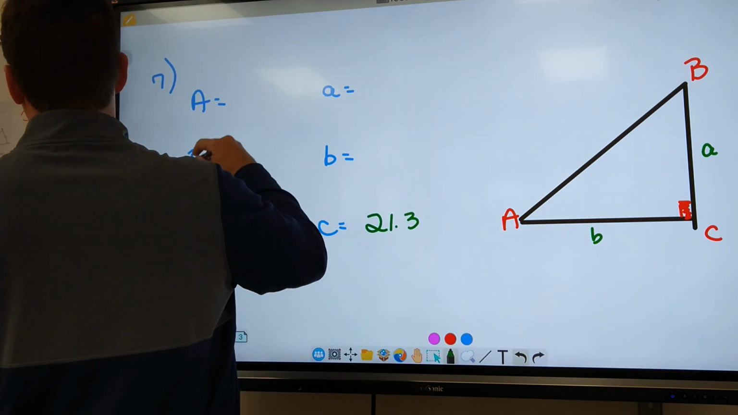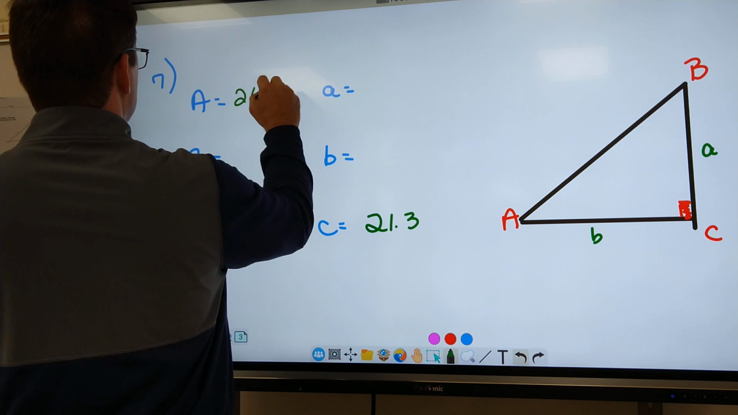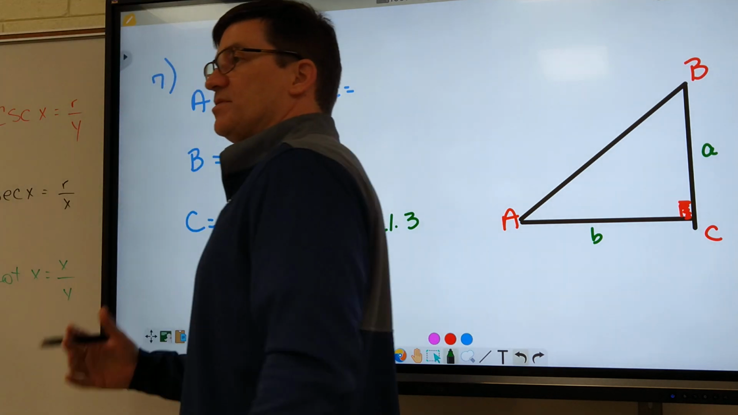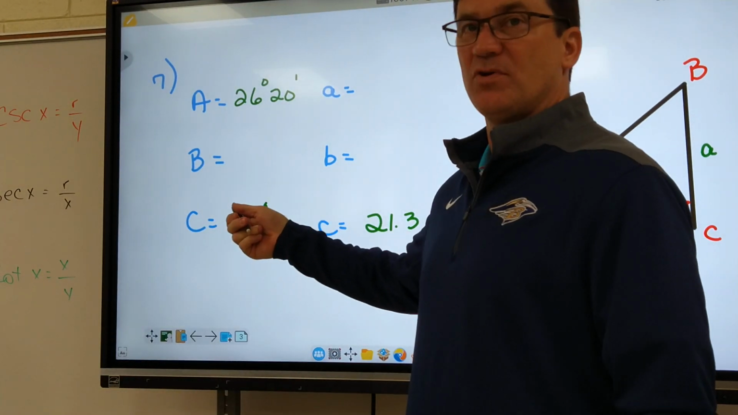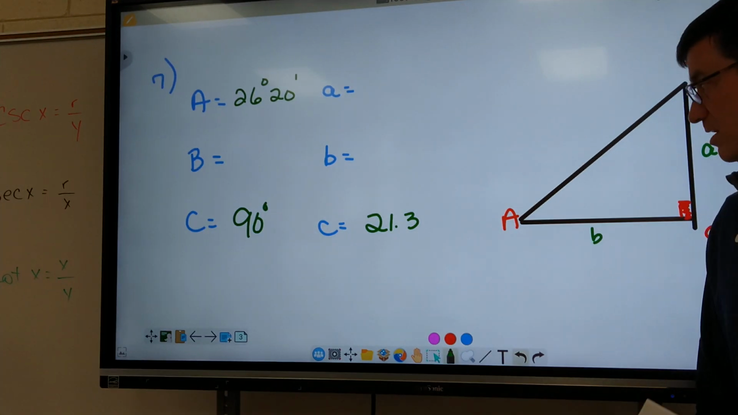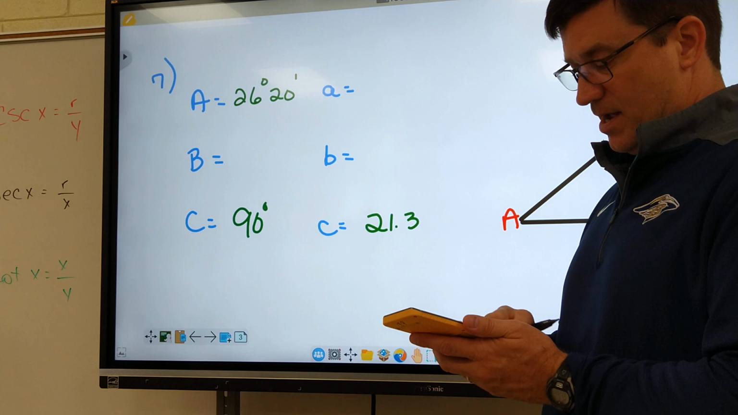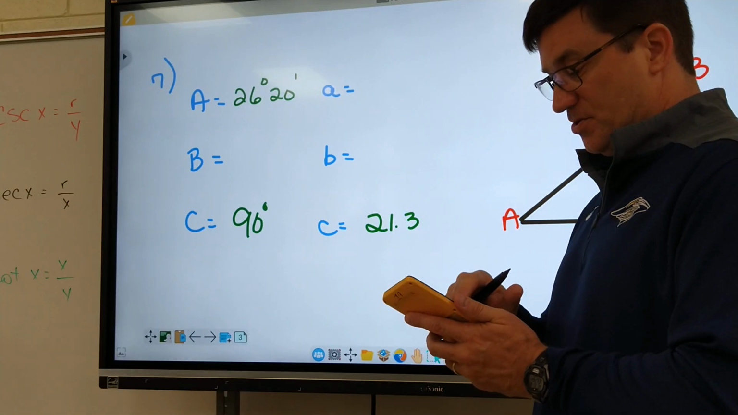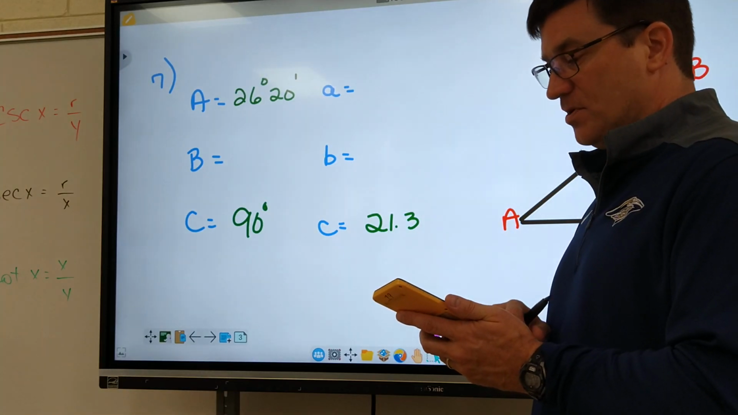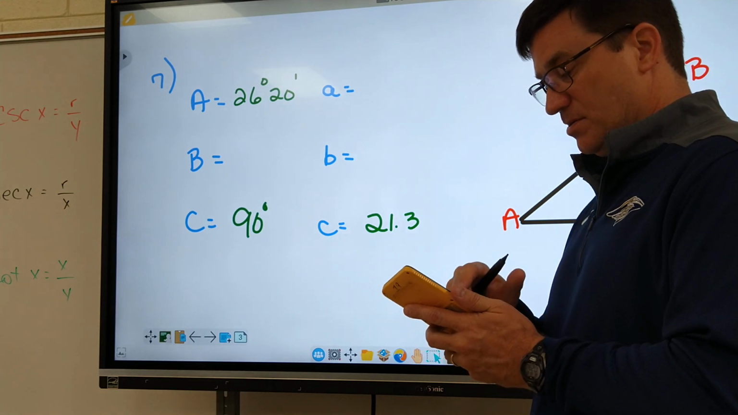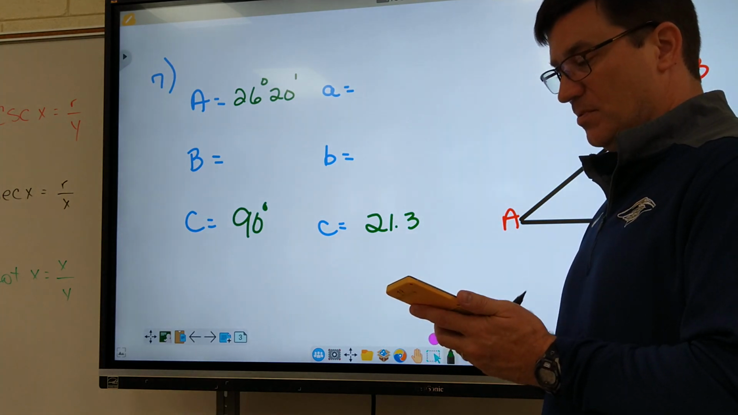All right, so A is 26 degrees and 20 minutes. But you do it the same way. Tomorrow, what we're going to do, is everything else good? I think it is. I was looking at the wrong one. So 180 minus 90 minus 26 degrees. You got to hit that degree symbol, 20 minutes. Got to hit the minute symbol.